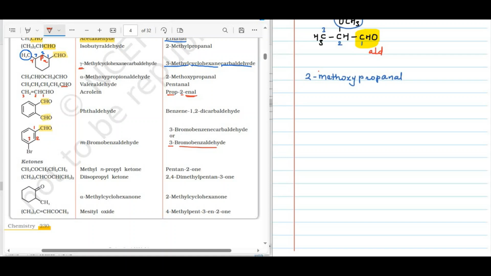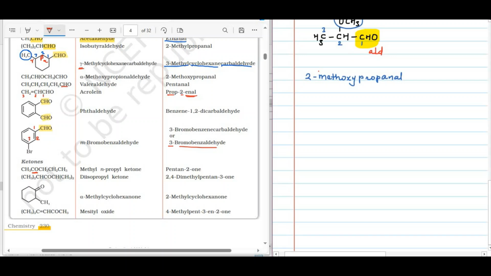Now come to the ketones. So here the functional group is CO. CO is the ketone functional group. You have to number this molecule in such a way that the ketone gets the lowest possible number. So first of all, let's draw the structure of this molecule.